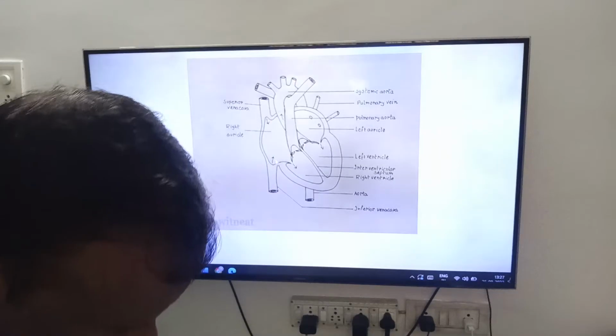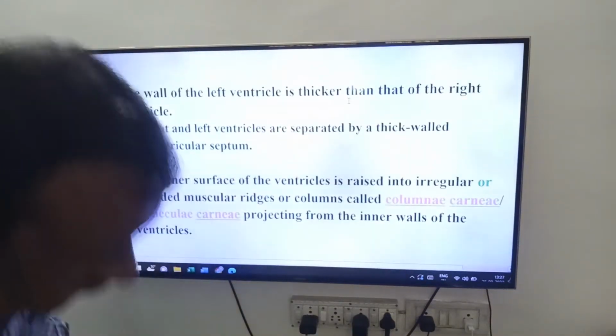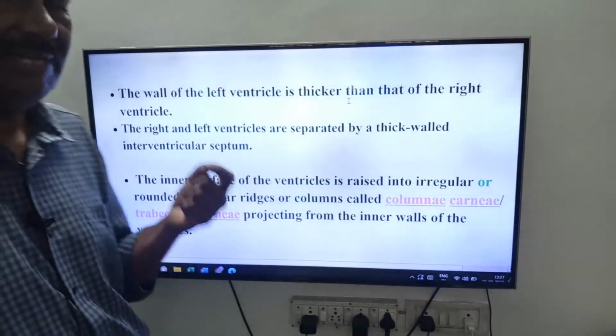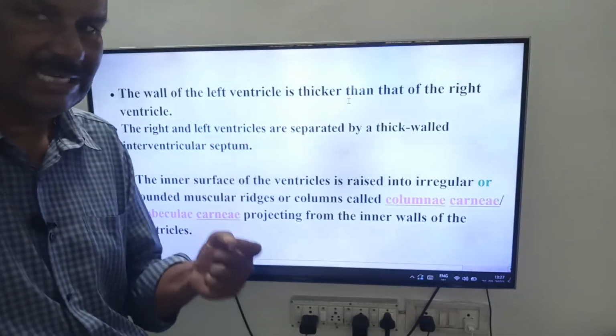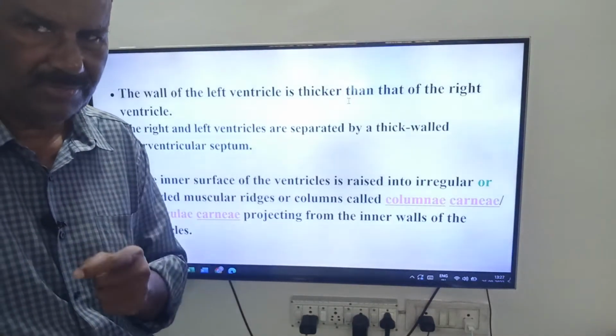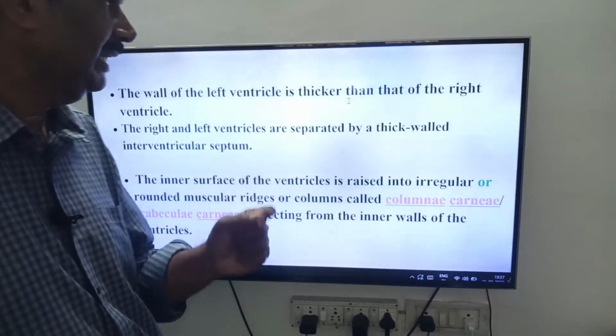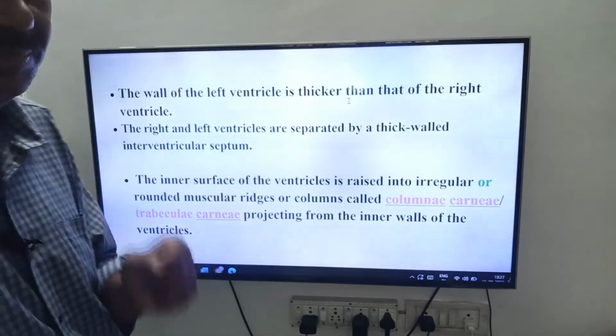Okay friends. Once again, the wall of the left ventricle is thicker than that of the right ventricle. One more important point, friends. The right and left ventricles are separated by a thick-walled interventricular septum.